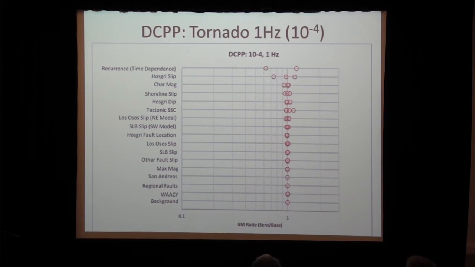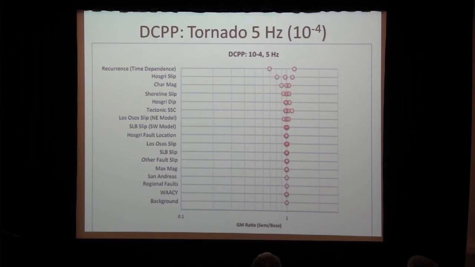This is for 1 hertz at 10 to the minus 4, and again, it's the same sequential order. So if I toggle back and forth, you can see especially for these values down here in the lower part of the tornado diagram that are close to 1, there's really no change.